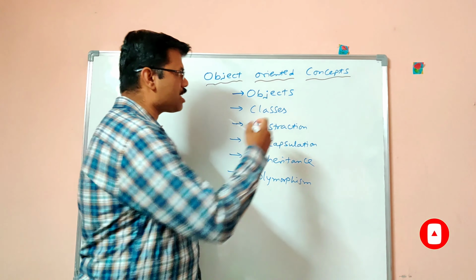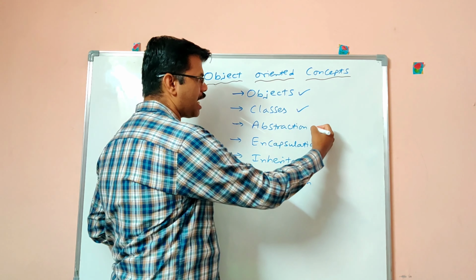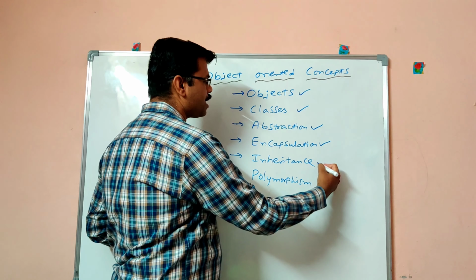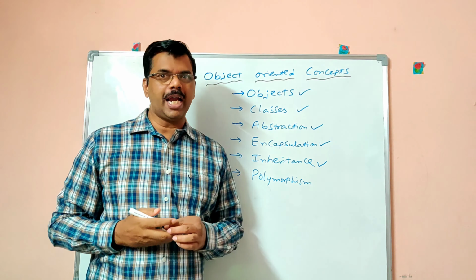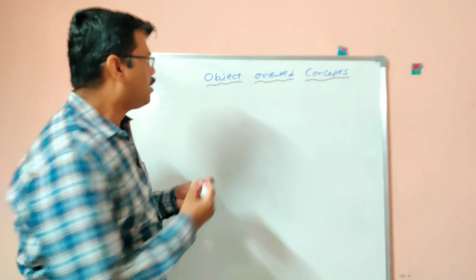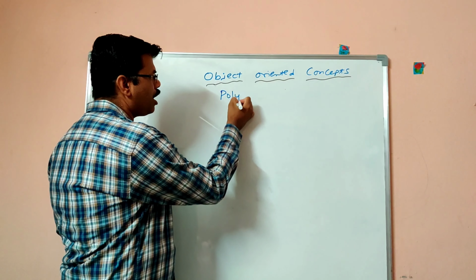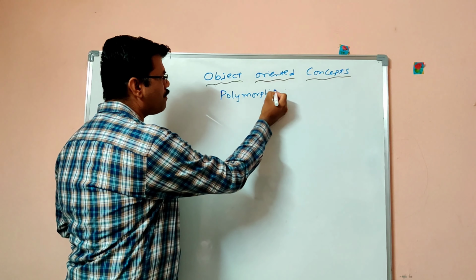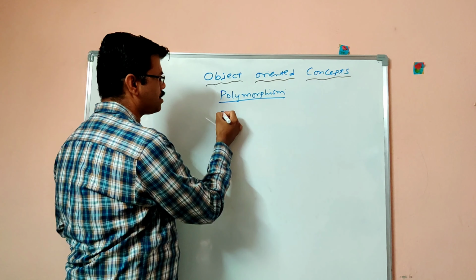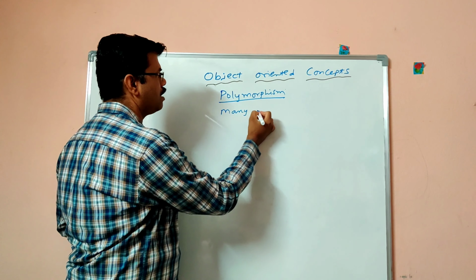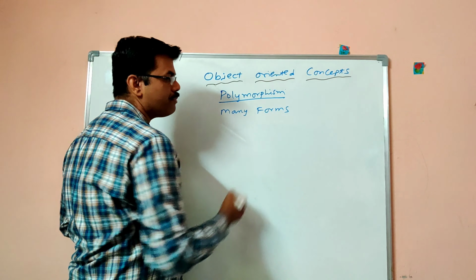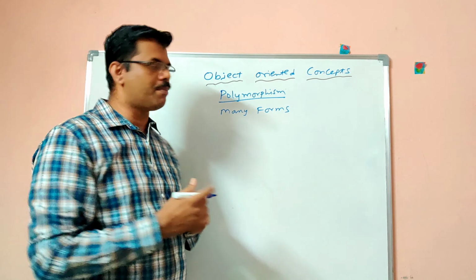And already we have seen in the last videos about objects, classes, abstraction, encapsulation, and inheritance. And in this video, let us see about polymorphism. Poly means many, and polymorphism means many forms. We have two types of polymorphism.